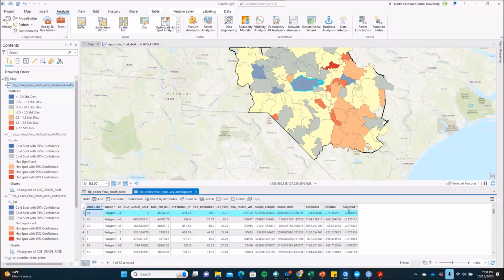Now, the last thing I'll mention is these standard residuals, which I believe are z-scores, so how far away they are from the mean. If I sort descending and look at these standard residuals, what are we looking at in these red areas? Okay, these red areas are where the age graded death rate is much higher than what was predicted based on all these factors, but mostly average home value.